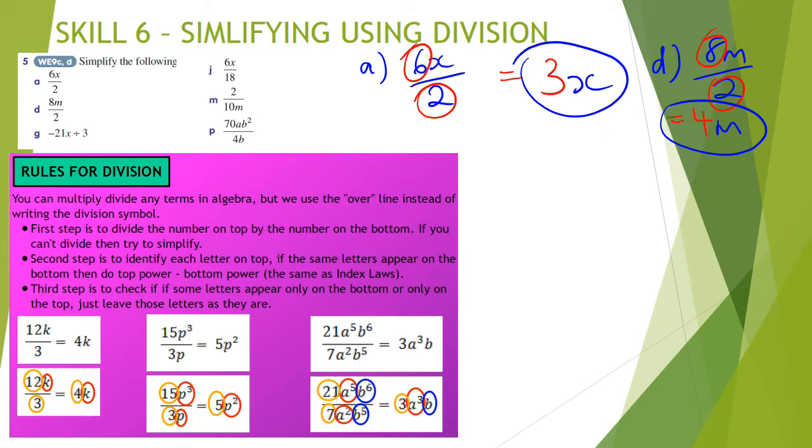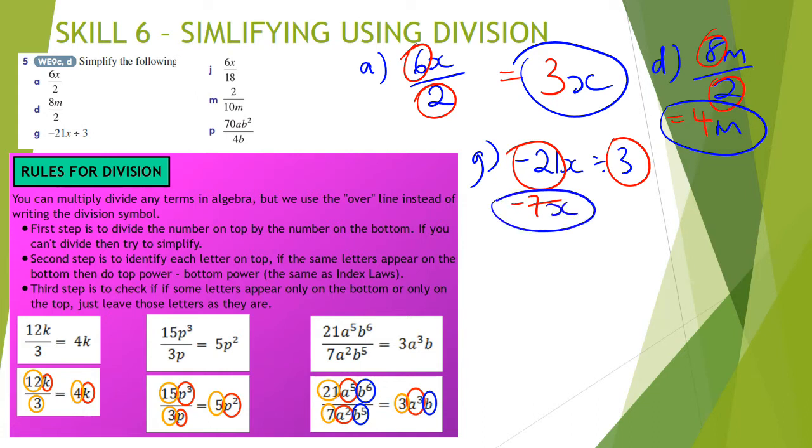If we look at G, it's written differently, but it's still the same. Negative 21x divided by 3. Do the numbers first. Negative 21 divided by 3 gives a negative 7. And we have the letter x left over. So our final answer is negative 7x.